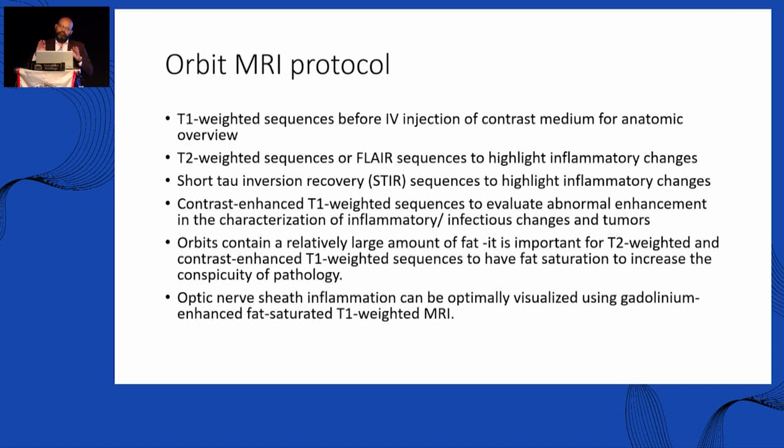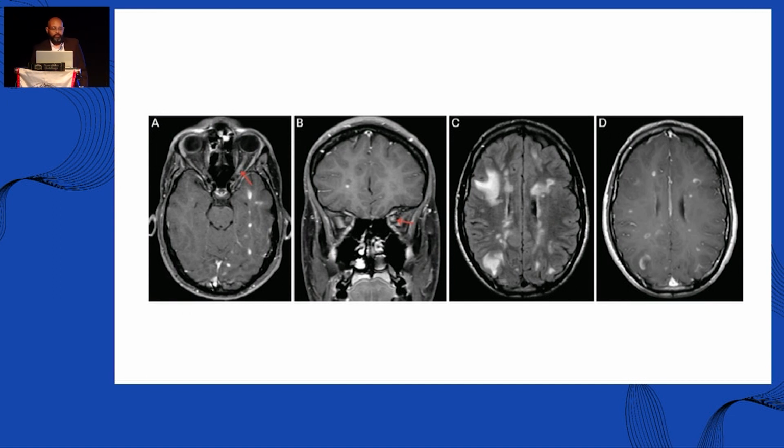So what we do is we basically suppress the signals that are coming from fat. So that's called fat suppression, and that's basically T2 weighted contrast enhanced and a contrast enhanced T1 weighted sequence with fat saturation, which is essential to detect inflammation. So these are the sequences of MRIs that were done on this patient. You can see that there's some enhancement of the optic nerve, and then of course you see these lesions.